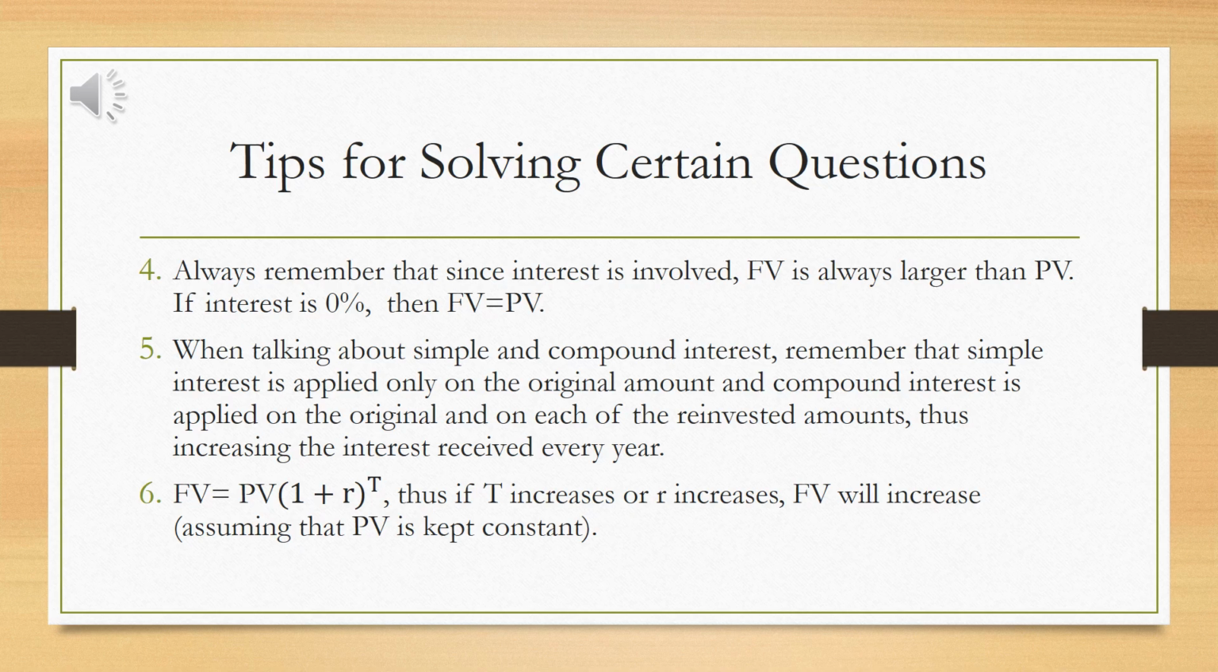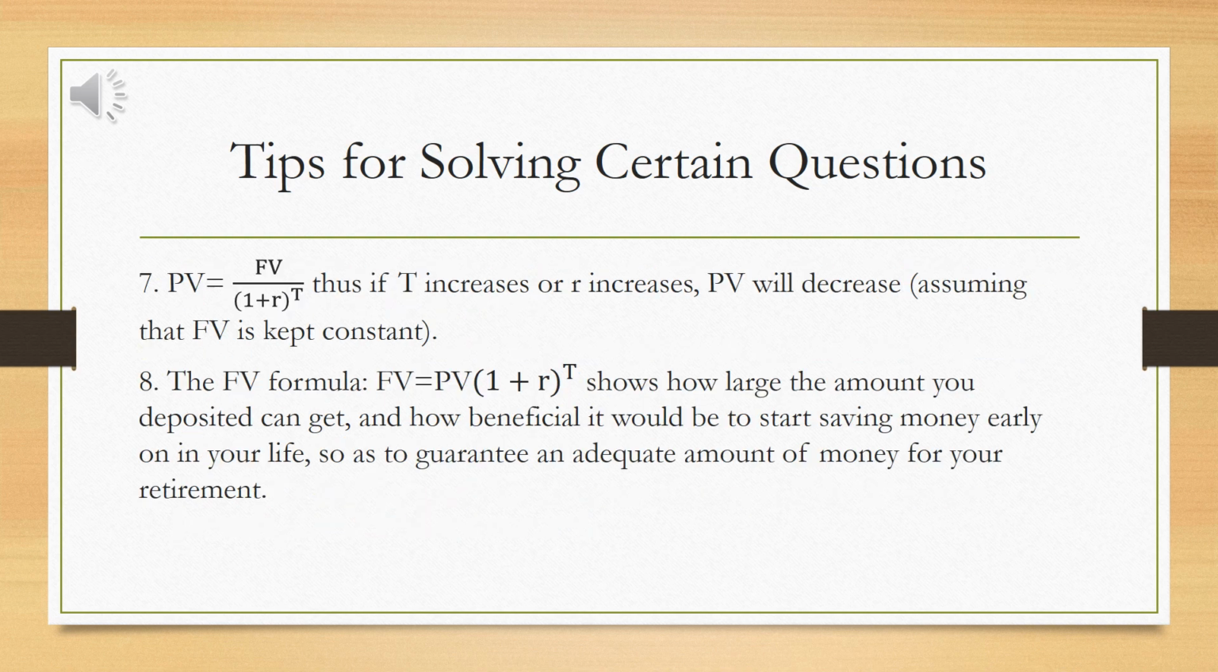Future value equals present value times (1 plus r) to the power t. Thus, if t increases or r increases, future value will increase, assuming that present value is kept constant. Present value equals future value over (1 plus r) to the power t. Thus, if t increases or r increases, present value will decrease, assuming that the future value is kept constant.